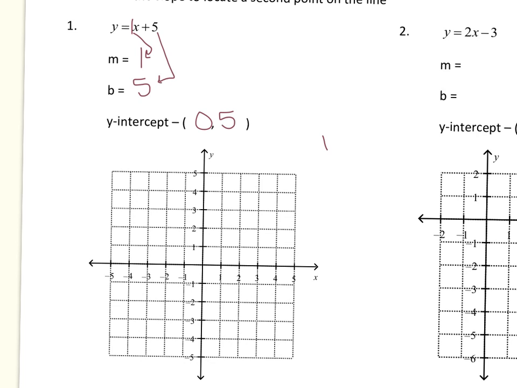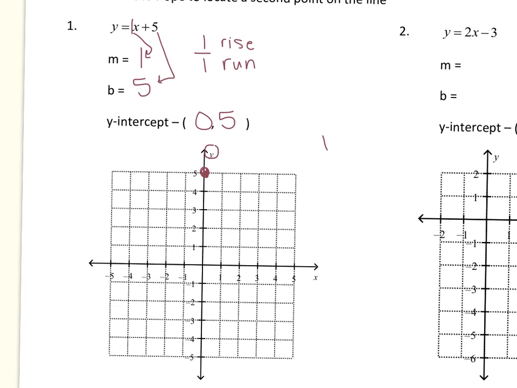Now to graph this, first thing I'm going to do is plot my y-intercept. And remember, your y-intercept is on your y-axis. So I'm going to plot my point right there on that y-axis. And then I'm going to use my slope to find another point. In this case, my slope is rise over run. I can rewrite a slope of 1 as 1 over 1. So I would rise 1 and run 1.